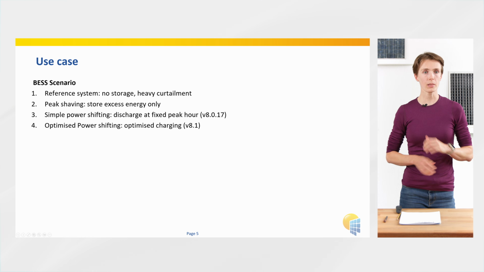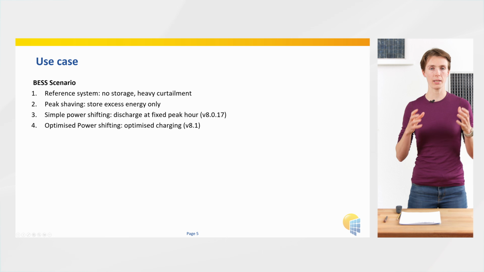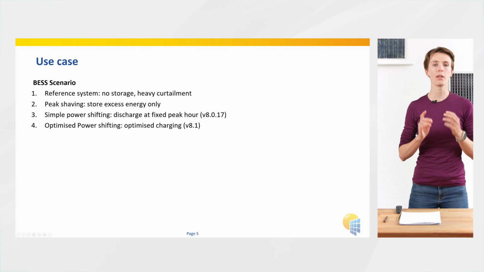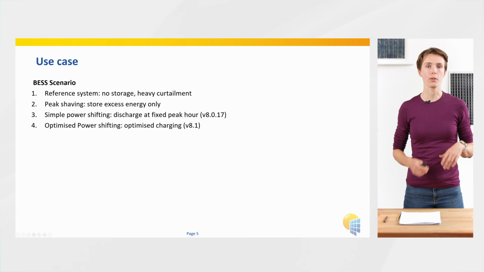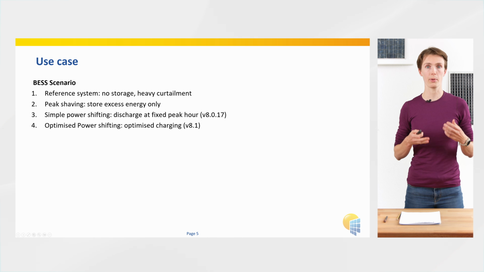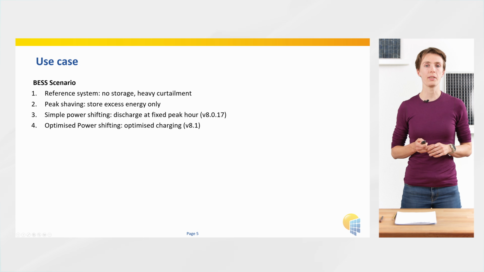All right, that's enough for the theory. Now let's dive into a use case example. Here I'll be looking at 4 different BESS scenarios with a given system. My first scenario has no storage whatsoever, and a heavy curtailment. That will be my reference system. Then I'll have 3 systems with BESS.